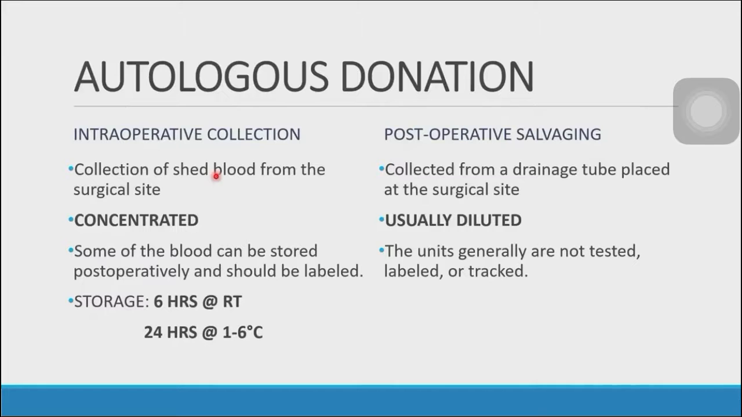So if it is stored post-operatively, the storage for the blood here is 6 hours at room temperature and 24 hours at 1 to 6 degrees Celsius. Since it is an open collection, 24 hours at the refrigerator is the maximum. For post-operative salvaging, the units here are generally not tested, labeled, or tracked since the blood just does not leave the operating room. Unlike intraoperative, where some may be stored post-operatively.